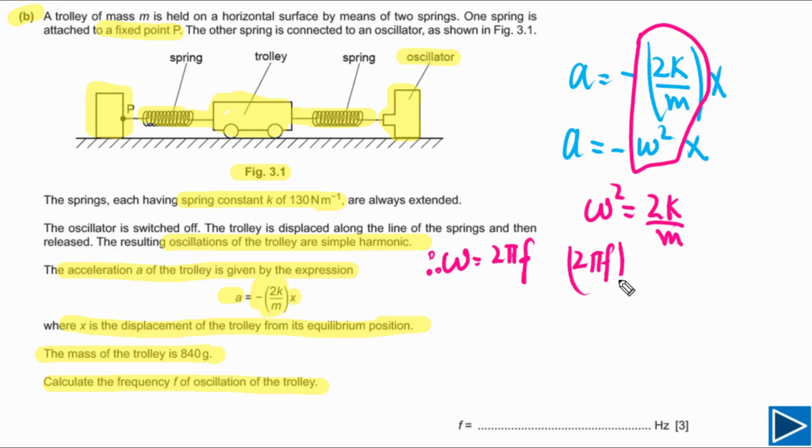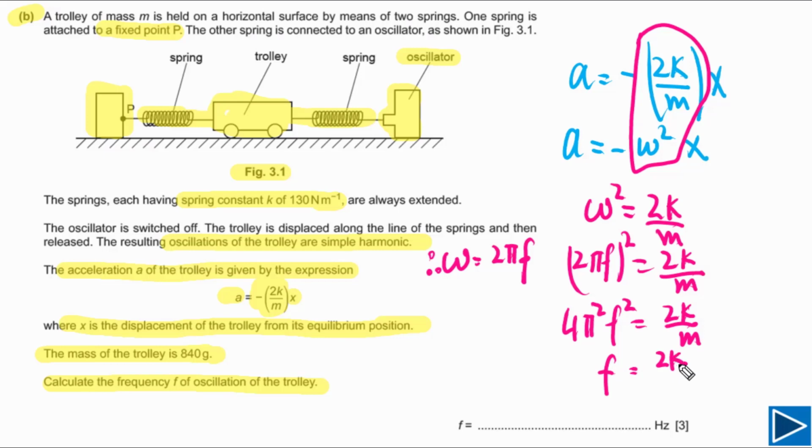So we can plug in the value of omega. Omega is 2 pi f, squared, and this is equal to 2k by m. We need to find the value of f. First of all, this is 4 pi square and this is f square, equal to 2k by m. We need the value of frequency, so we can rearrange. So this is 2k divided by 4 pi square m, square root of this.